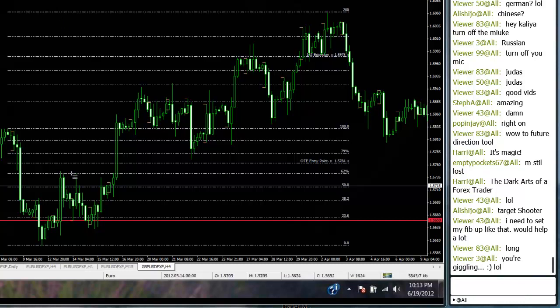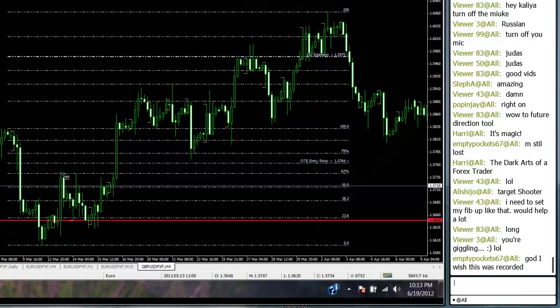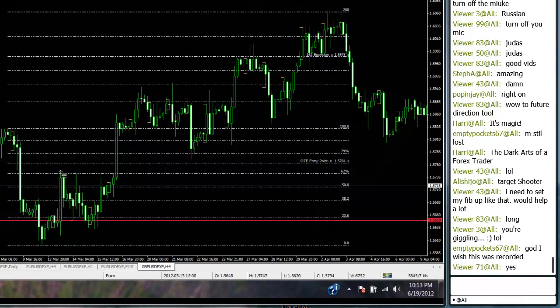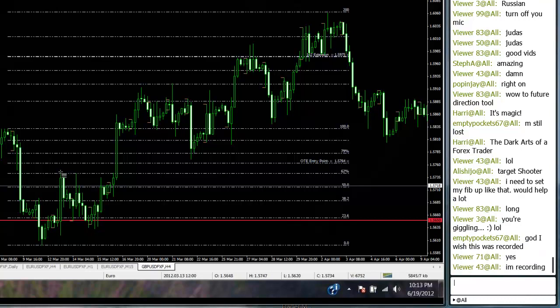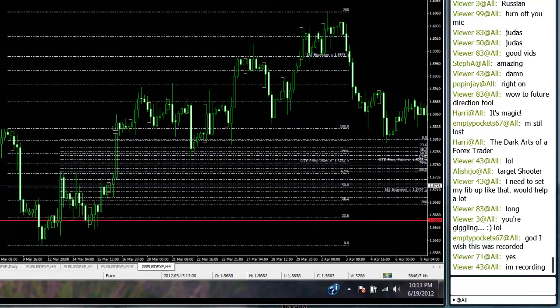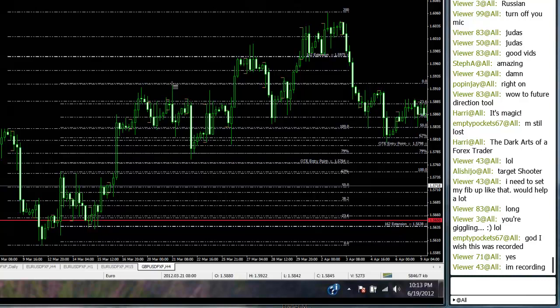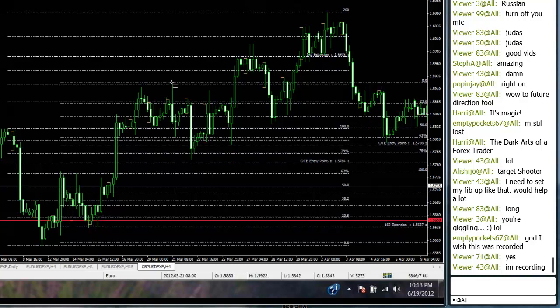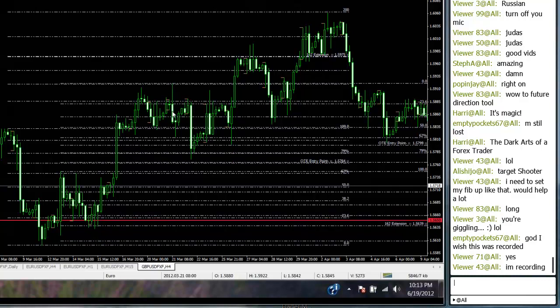All right, see this high here? See where I'm at? See this high? This is a hidden optimal trade entry, okay? Nothing new. You guys know about this already. See it?